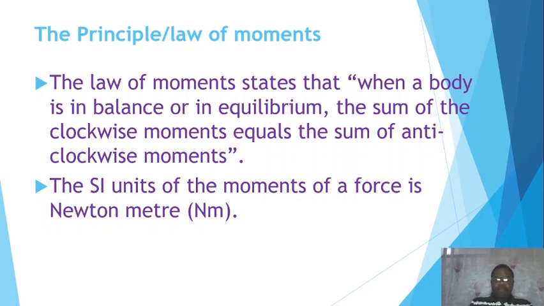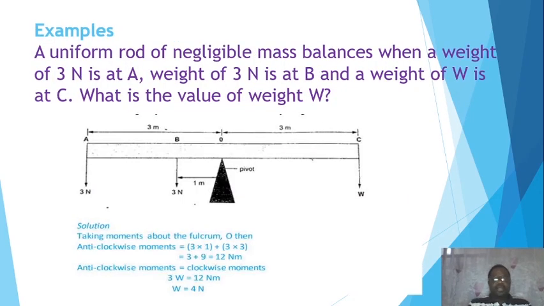The SI unit of moment of force is the Newton meter. Example: consider a uniform rod of negligible mass that balances when a weight of 3 Newton is placed at A, a weight of 3 Newton is placed at B, and a weight W is placed at C. What is the value of the weight W?